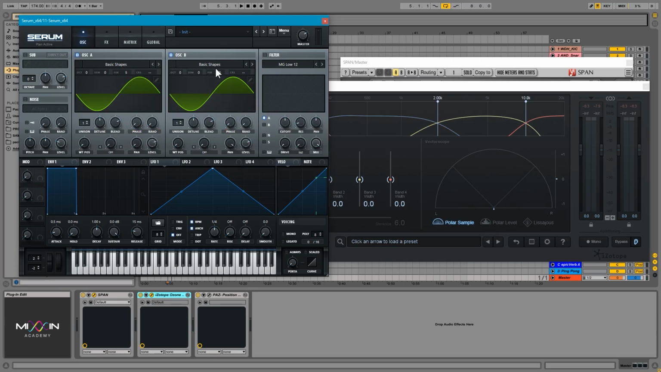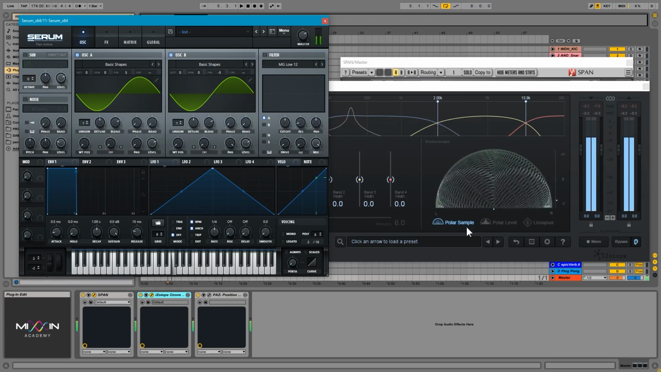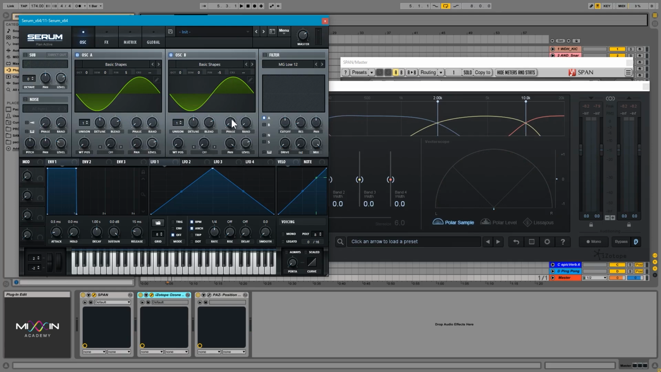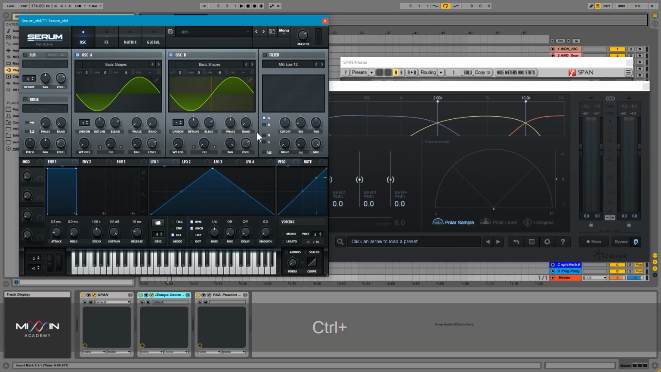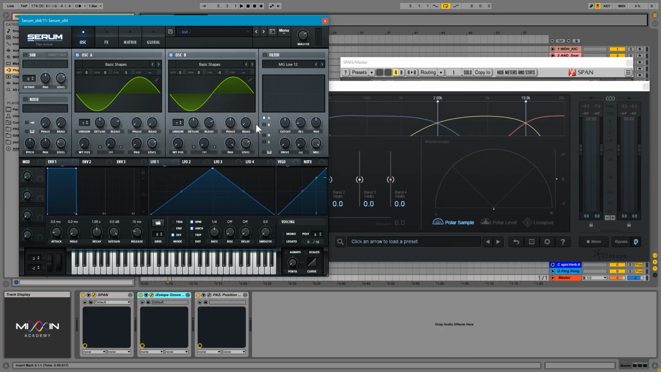Now, what we can also do is have them in the same phase, but give them some pitch difference, let's say like that. Now, they're not identical. One is pitched up and one is pitched down. As they go through oscillations, they quickly match and mismatch in phase, giving us a changeable stereo field. Just like that.